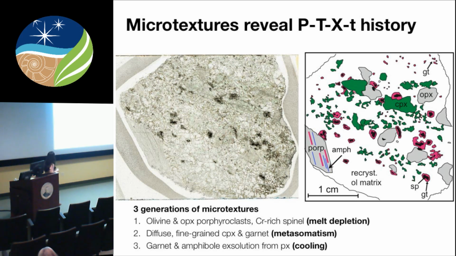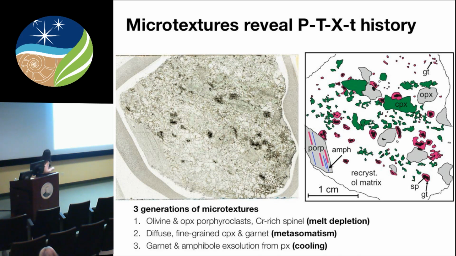So there's three, what I call generations of microtextures. The first one is this original fabric, this olivine and OPX porphyroclast. These are those large grains that some of them are deformed. And in addition to those OPX and olivine grains, we have chromium-rich spinels, which are these black minerals here. And that texture is probably related to the melt depletion, the earliest event that happened in the mantle.